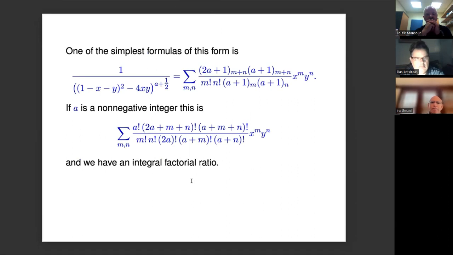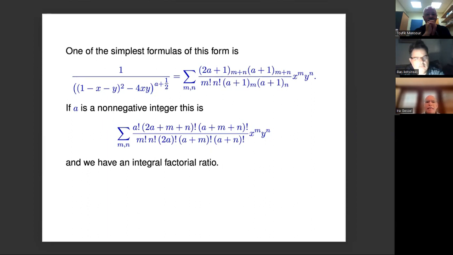So one of the simplest formulas of this type is this one. It gives you a formula for powers of this particular rational function. And I've written the exponent as a plus a half. I could have written it as a, or I could have changed the a to a minus a half, and I just have the a-th power of this thing. But the right side is nicer if we make it a plus a half. So we could say this is just an arbitrary power of a certain polynomial.